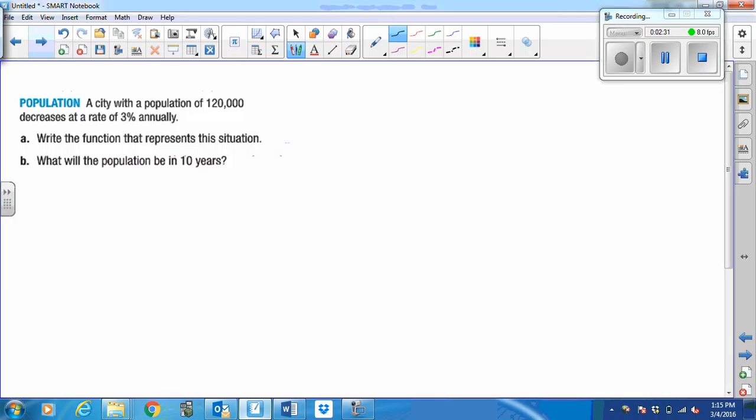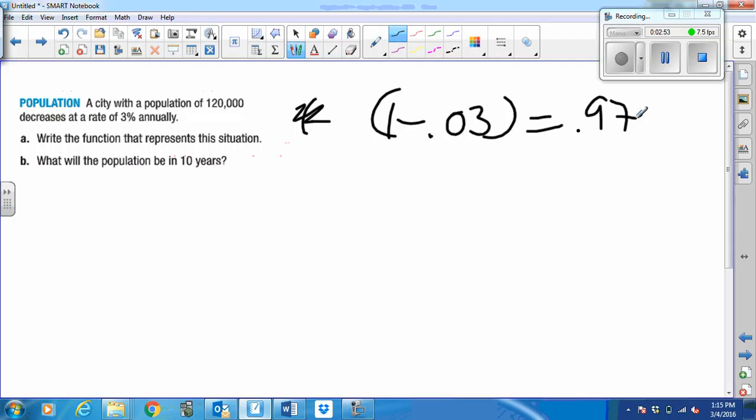Next problem is an exponential decay problem because it says that we have a population that's decreasing at a rate of 3% annually. So if it's decreasing at a rate of 3%, then that means if it's at 100%, we need to do 1 minus 3%. And that means that our base is actually 97%. So every year, this city has 97% of its population from the year before.